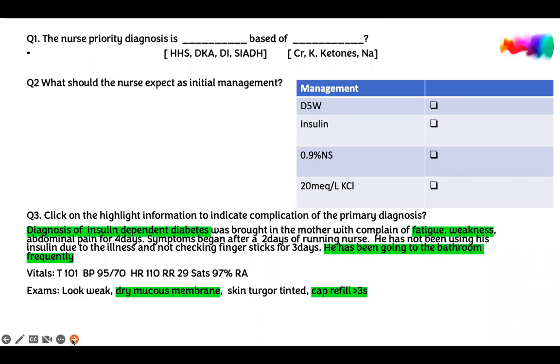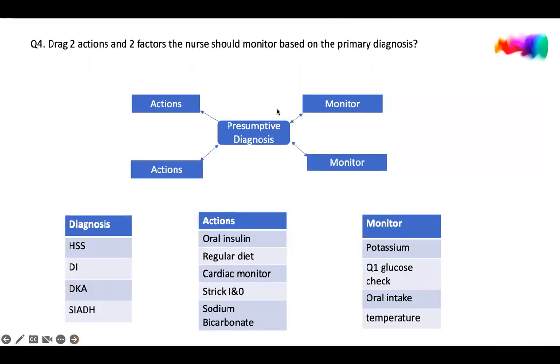And the next one, they have this drag and drop thing that is a little bit fun, and I think I like that one. So drag two actions. You've got to take two actions, two factors the nurse should monitor based on the primary diagnosis. So the way to do this is there is a presumptive diagnosis, and they've given you four options. Which one is it? Is it HHS? Is it DI? Is it DKA or SIADH? Our presumptive diagnosis was DKA.